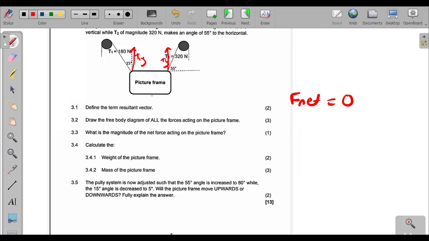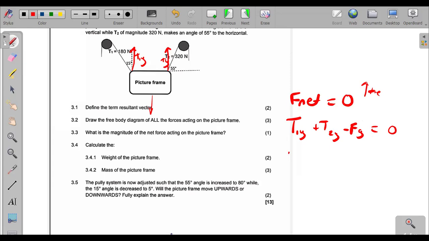So in the vertical dimension, if we add the forces acting upward, they must be equivalent to the gravitational force acting downwards. In other words, T1y plus T2y minus Fg. Remember, if we have taken upward as positive, the gravitational force becomes negative. So these forces must be equal to zero in the vertical dimension, and hence we can perform calculations based on that.